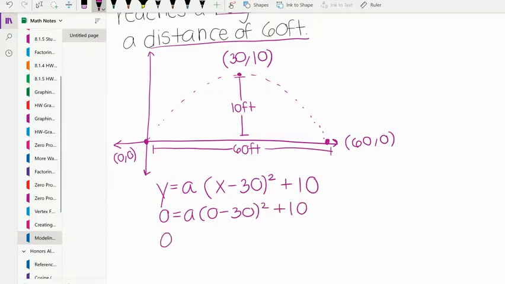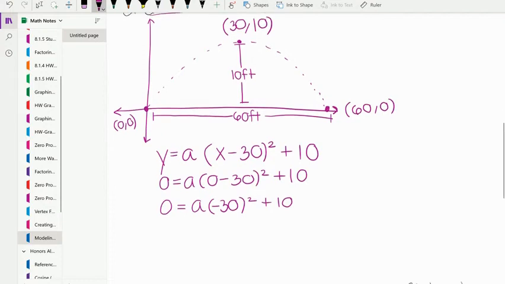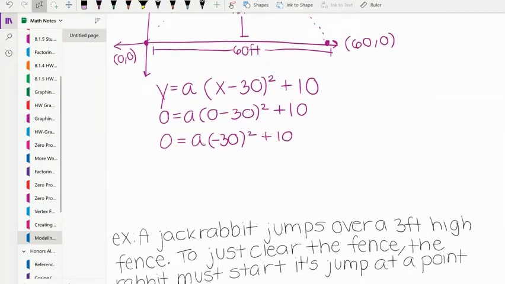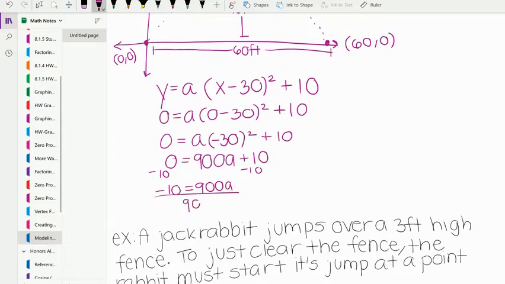So then we get 0 equals, this will be negative 30 squared plus 10. So then you can square negative 30, which will be negative 30 times negative 30, which is 900. So we get 0 equals 900a plus 10. You can subtract 10. So we get negative 10 equals 900a. Divide by 900. So a equals negative 10 over 900.